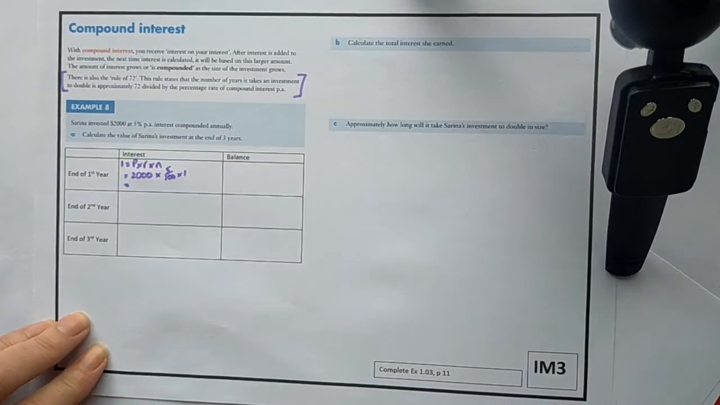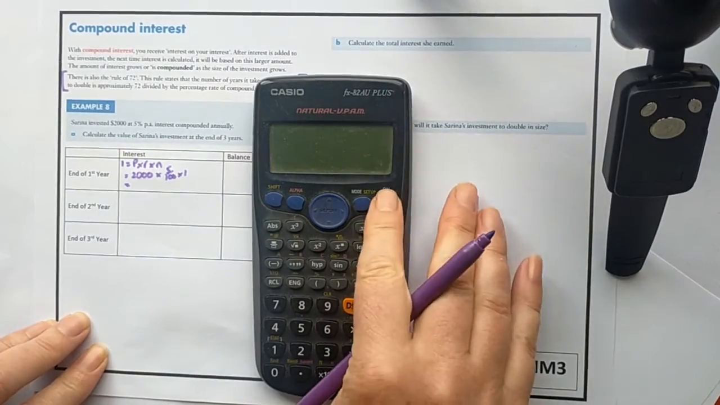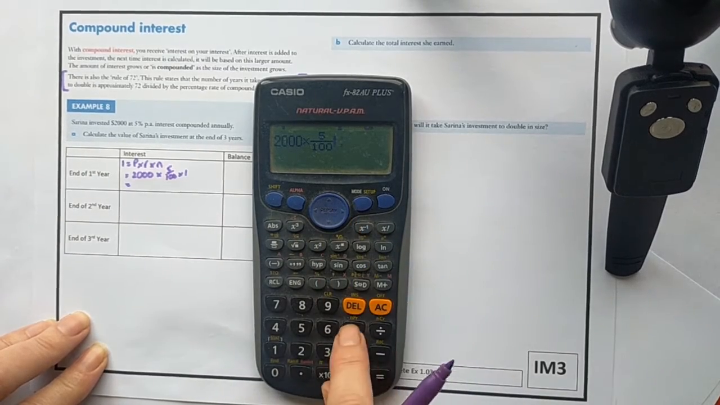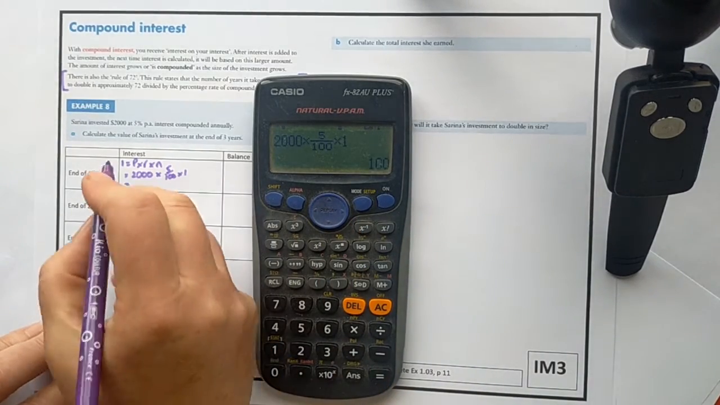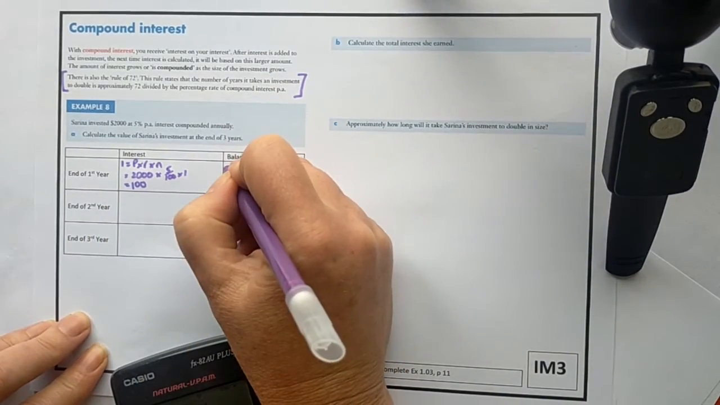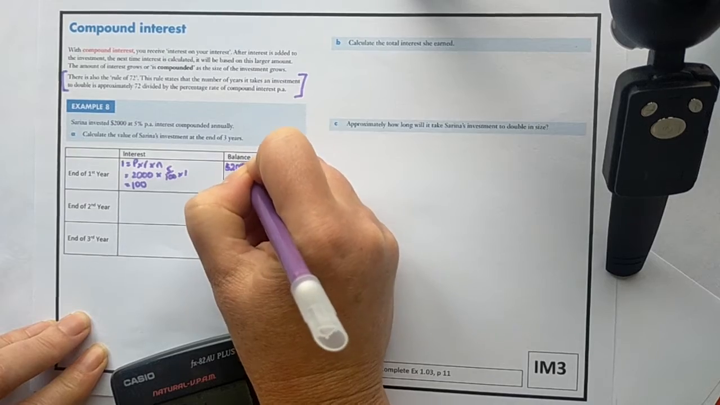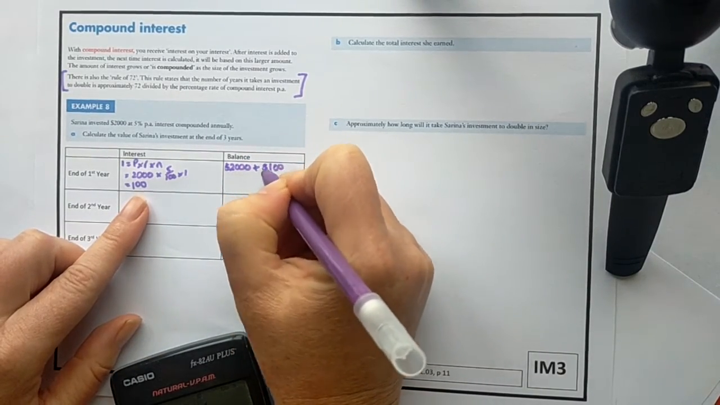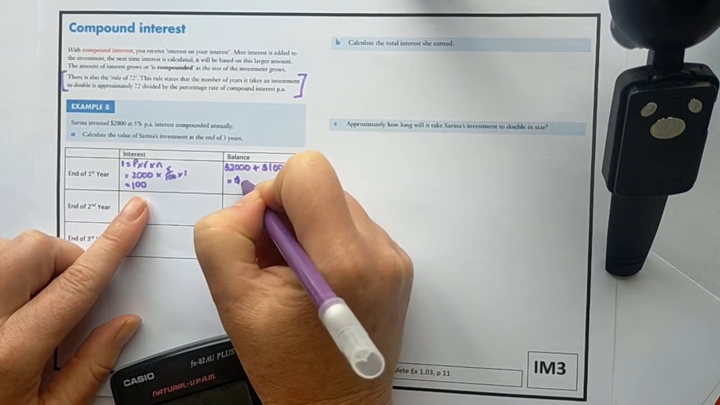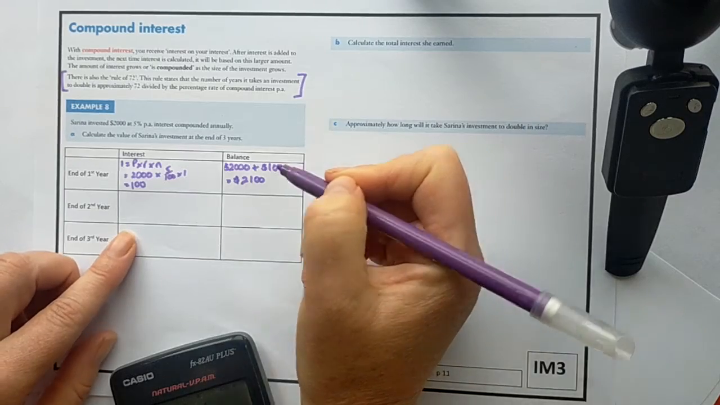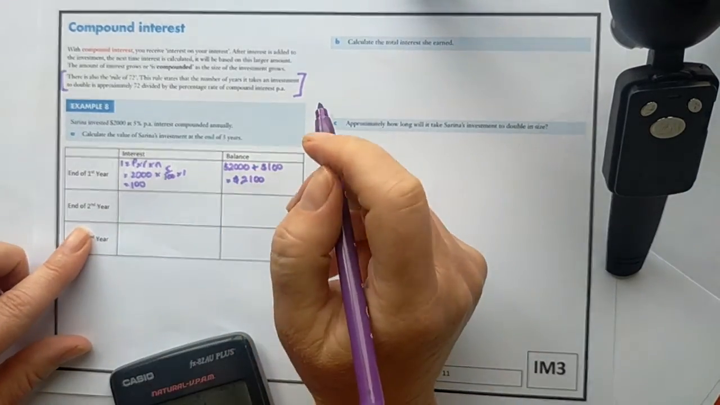And if we pop that in our calculator, 2,000 times 5 over 100 times 1, we get $100. So she had $2,000. She just earned $100 interest. So the balance in her bank account is $2,100. So now we need to look at the second year.